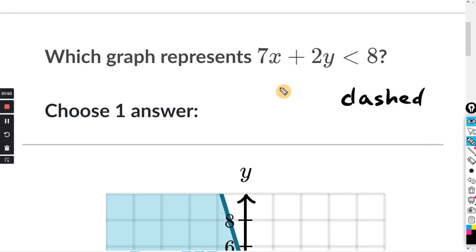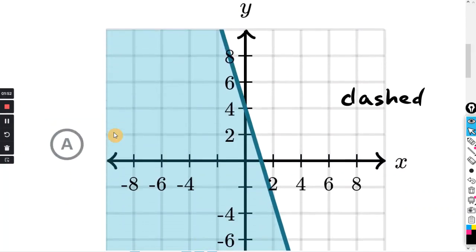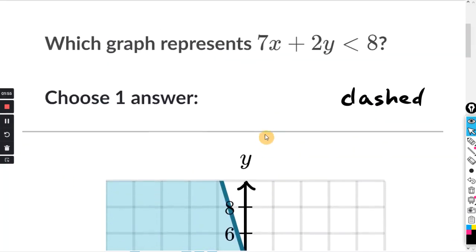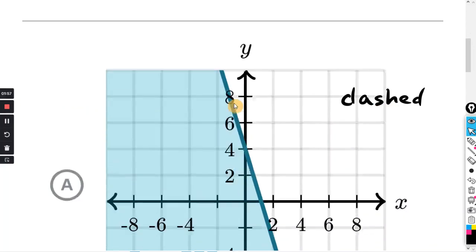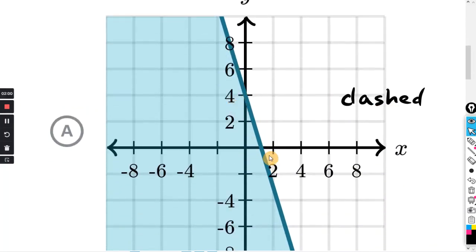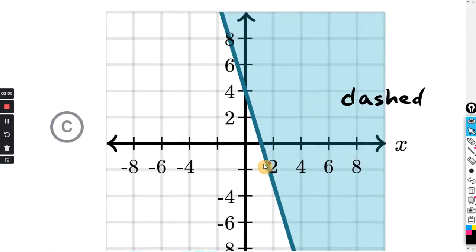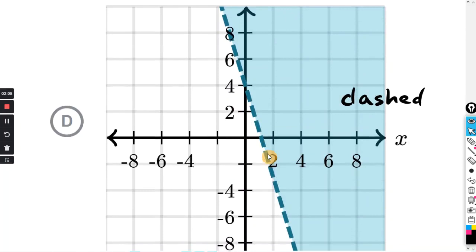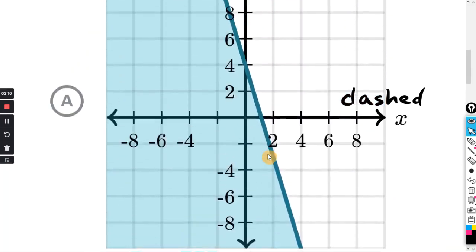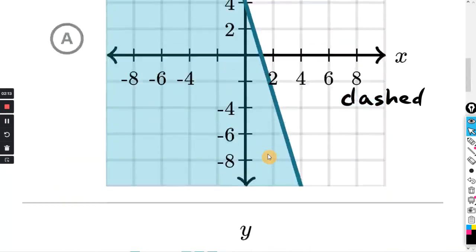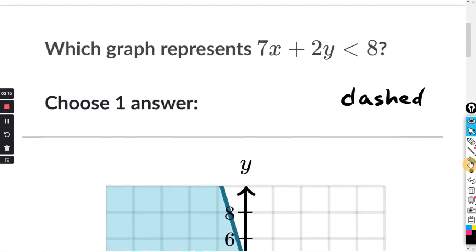So let's go down the list. A is possible. I'm sorry, no. The line is going to be dashed, so it's definitely not A because A is solid. B is possible. It's not C because C is solid, and D is possible. So we're going to eliminate A and C. Let's write that out. It's not going to be A, and it's not going to be C either.